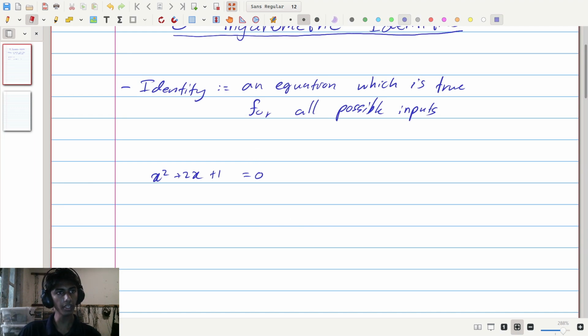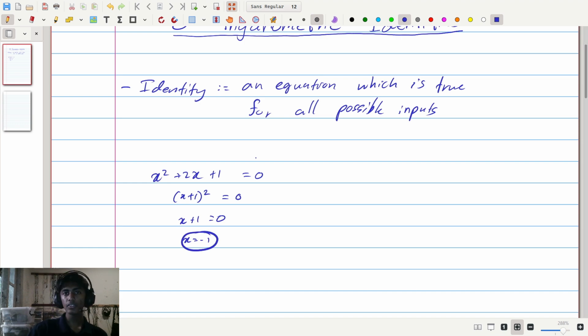The solution is x equal to negative 1. We do this by solving the equation. So here in this case, x squared plus 2x plus 1 is (x plus 1) squared, which is equal to 0, which then taking the square root means that x plus 1 is equal to 0, meaning that x is equal to negative 1. X is equal to negative 1 is the solution to the equation x squared plus 2x plus 1 equals 0. An identity does not have this property.